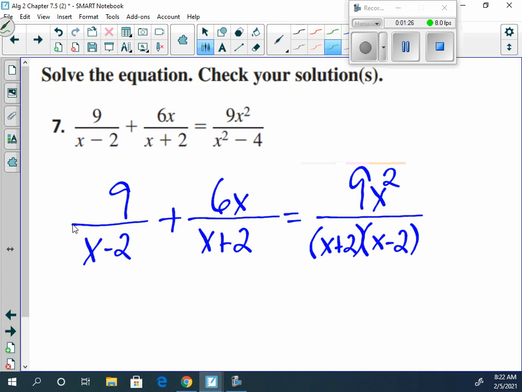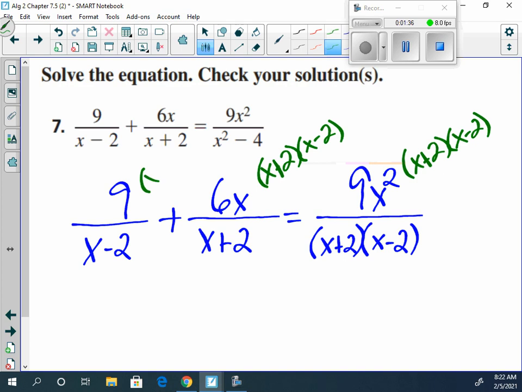So while looking at 9x squared, I'll need an x plus 2 and then x minus 2. That means we've got to multiply it by everything else as well. So that one, the x plus 2 and x minus 2, takes care of the one on the right. It takes care of everything on the right side of the equal sign.